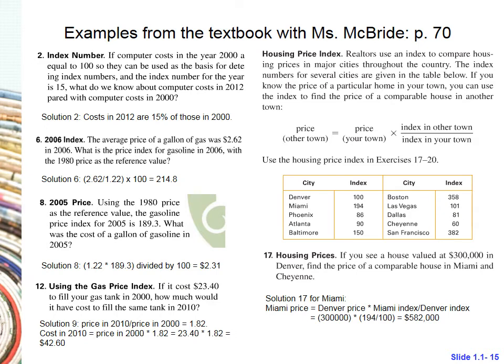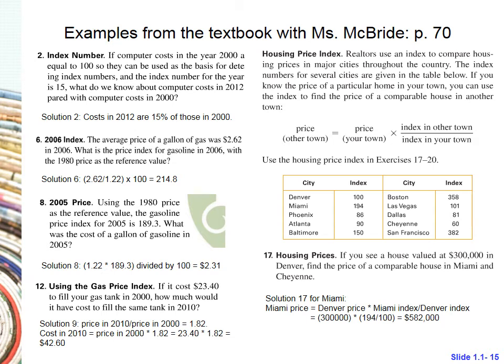All right, now we didn't see one like this other one, the housing price index. So this is kind of extending your knowledge. It explains that the realtors use an index to compare prices in major cities. So you know, if you've ever been to, say, New York City versus Amelia County, you could take the exact same house and in New York City, you could pay $1 million for the same thing that would cost you $100,000 out in Amelia.